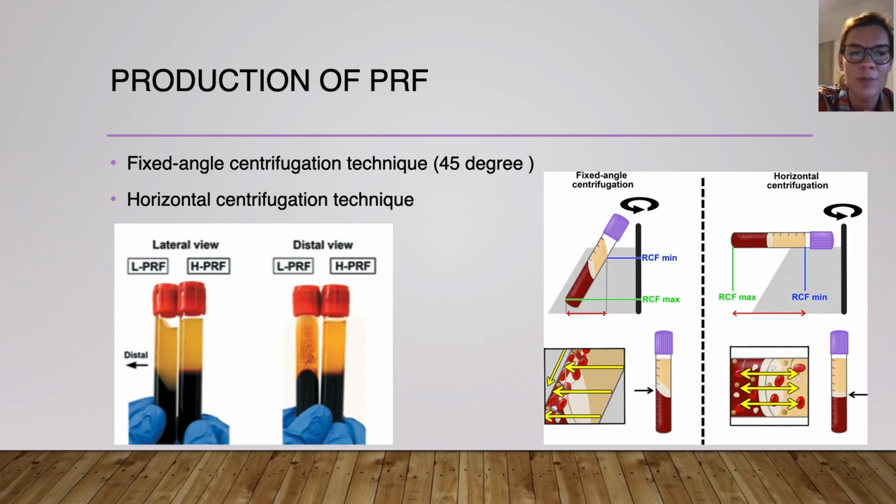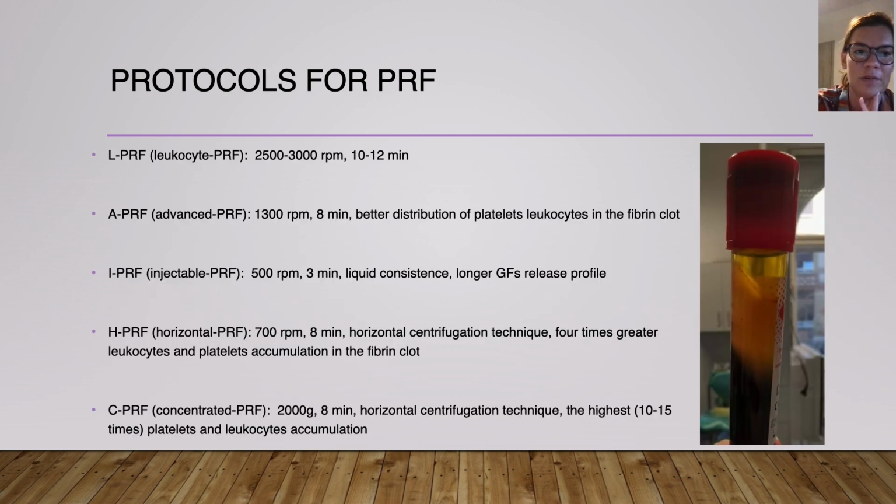There are 2 types of production, and there are 2 devices. The first is the fixed angled device, and the next is the horizontal centrifugation technique. It is almost the same. There is one difference, as you could see right here, that the border between the red and the white corpuscle base is a little bit sharper in case of the horizontal technique, but both are working very well.